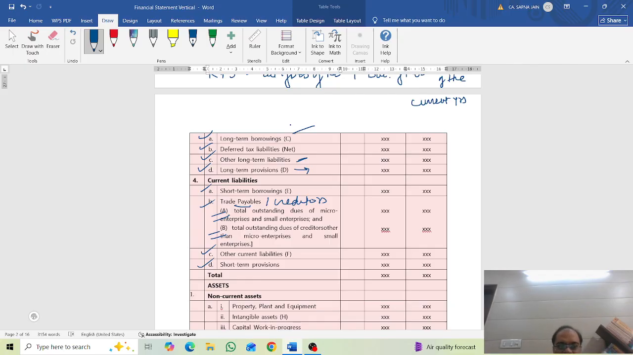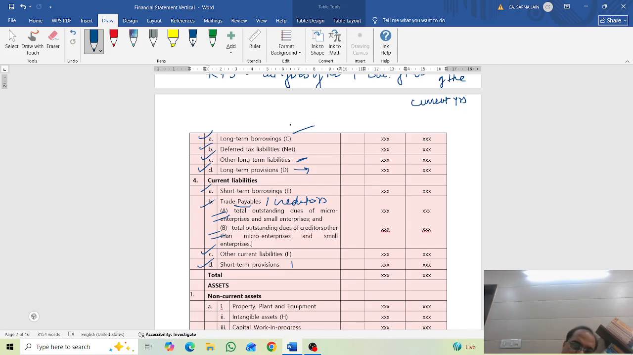Number third item is the same, other current liability, same as other long-term liability, and the fourth item is also the same, short-term provision. Here long-term provision and here short-term provision. Now what is the short-term provision? If you are liable to make the payment within a period of 1 year and you want to create a provision for a particular purpose, this is called short-term provision.